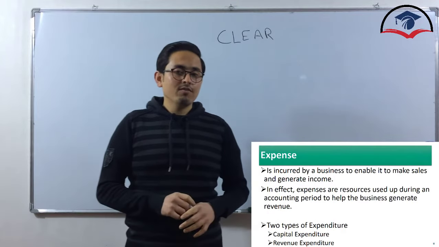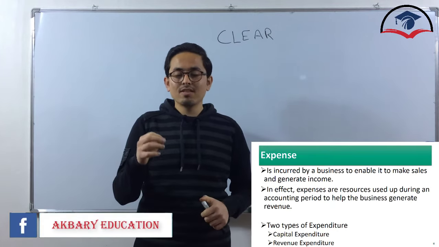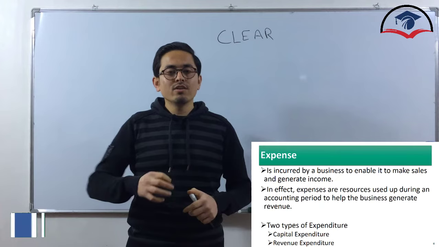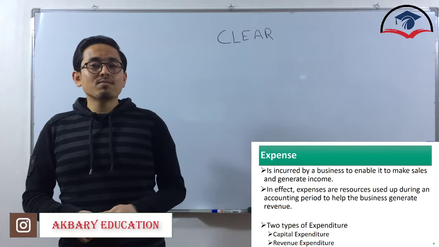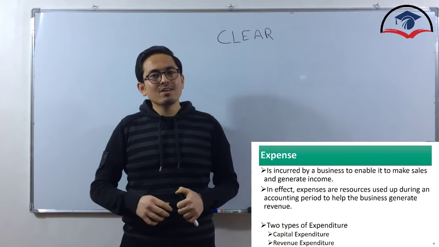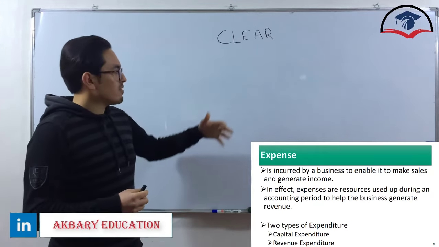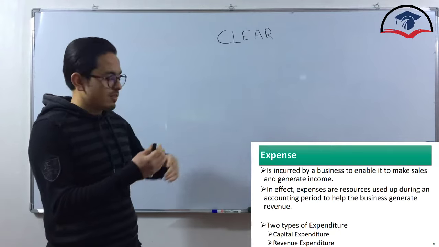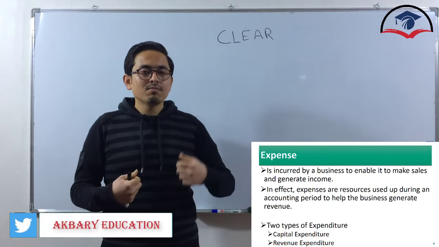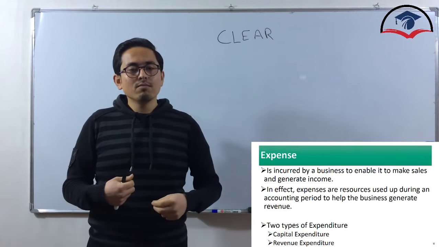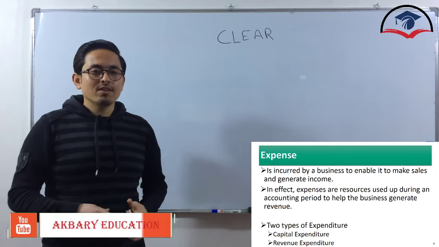Against that revenue we have generated, of course, there will be something which is called expense. That expense is the amount you are utilizing or the resource you are utilizing to generate that income. So, expenses are incurred by a business to enable it to make the sales and generate income. I am using some resources such as this board, this marker, and these things I'm utilizing to generate income. That's my expenditure. Expenditure will come in two categories. One is capital expenditure and the other is revenue expenditure.